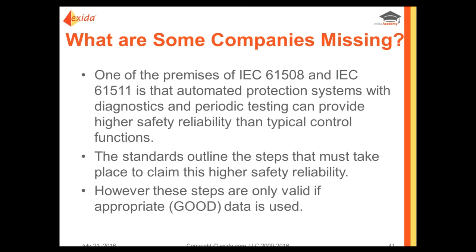So, what are some companies missing? Well, one of the premises of IEC 61508 and IEC 61511 is that the automated protection system with diagnostics and periodic testing can provide higher safety reliability than typical control functions. The standard outlines the steps that you must take to place that claim, that this is higher safety reliability than typical. However, these steps are only valid if appropriate data is used. Once again, you could be doing the appropriate steps, you could be doing the appropriate calculations, but if you use optimistic or bad data, the steps that you took to ensure the higher safety reliability mean nothing.